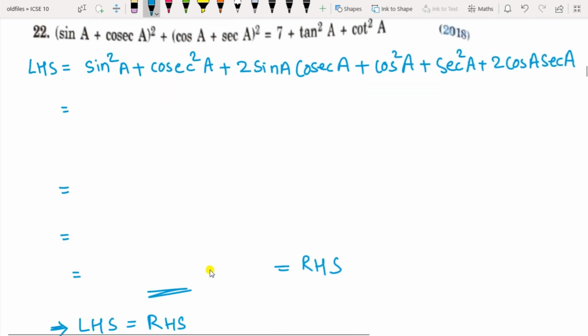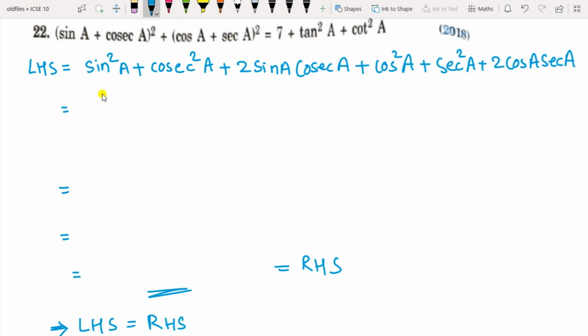The second one here is (sin A plus cosec A) the whole square plus (cos A plus sec A) the whole square. You have to prove it equal to 7 plus tan square A plus cot square A. This was asked in 2018. Now this is (A plus B) the whole square. So write the expansion. This is A square plus B square plus 2AB. Again A square plus B square plus 2AB.